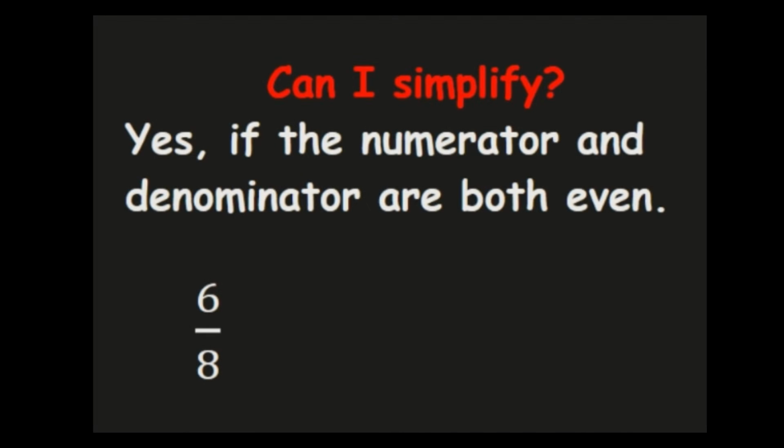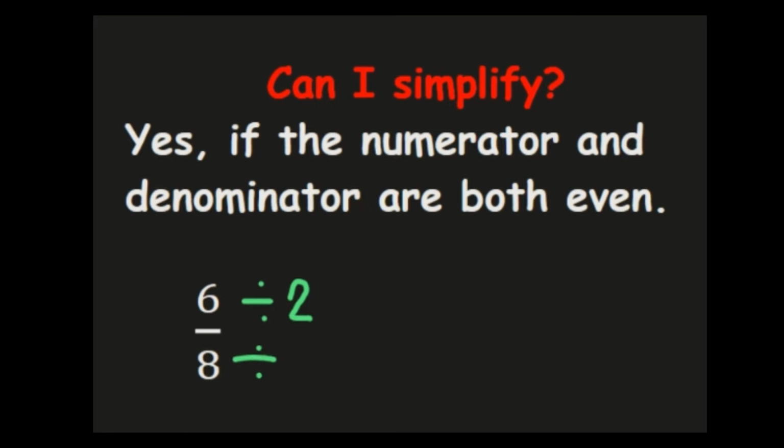So can we simplify? The answer will be yes if the numerator and denominator are both even numbers. And this relates to the example we just did about having common factors, because if both numbers are even, then they at least have a common factor of 2. And you can always start your simplifying process with 2.